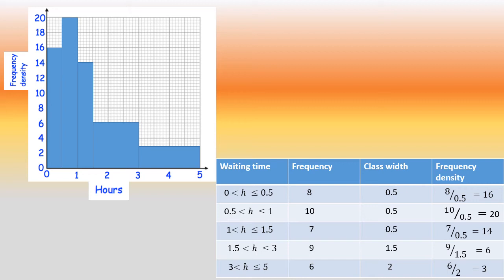And you can clearly see that it begins with 0 and moves to 0.5. The next bar begins with 0.5 and joins with 1. So you can clearly see there are no gaps in between these class intervals. Therefore, you have no gaps in between any of these bars. All the bars are connected to one another.